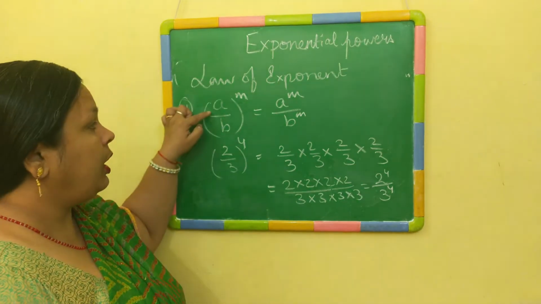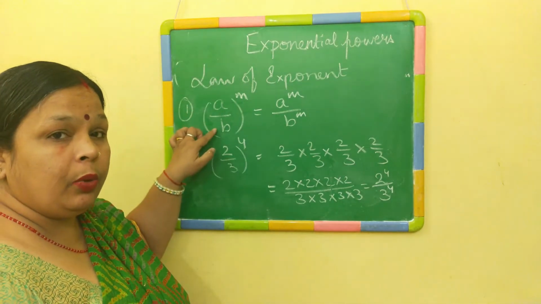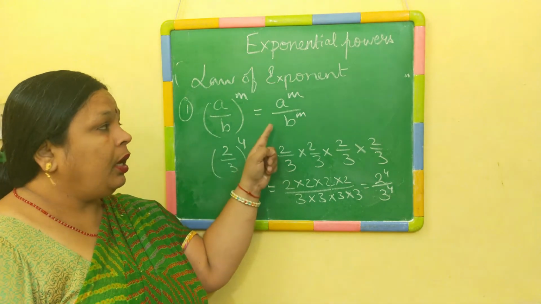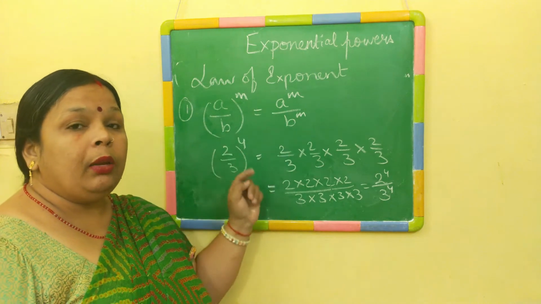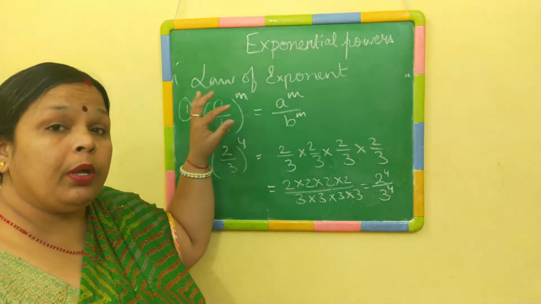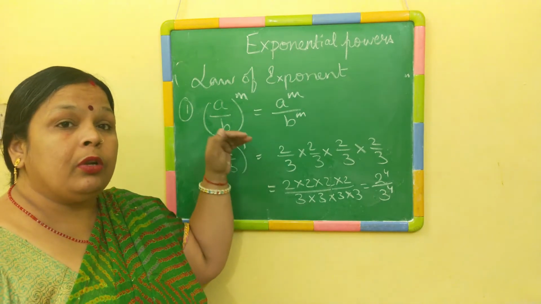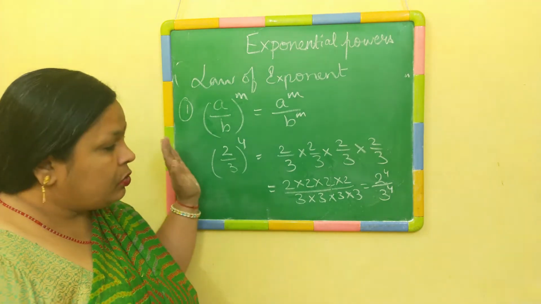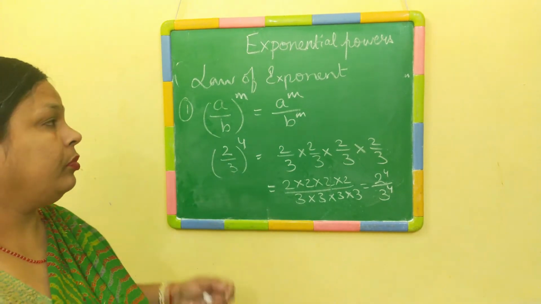The law says a by b, where a and b are two different numbers, raised to the power m, is equal to a power m and b power m. It means when a fraction is raised to a whole power, equivalently, we can distribute the power to both the numbers. So this is our first law.